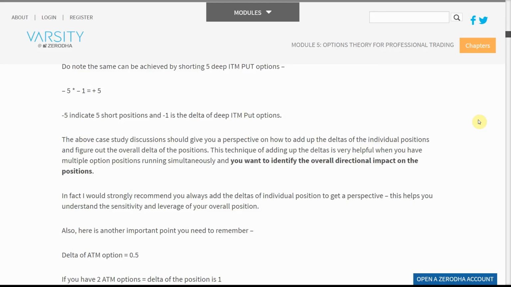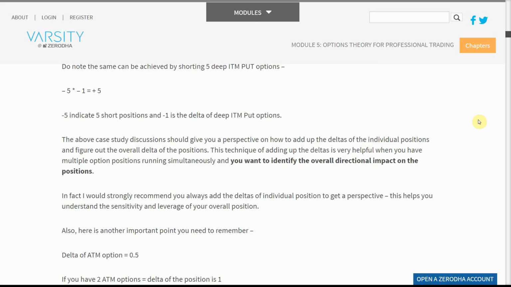The above case study discussions should give you a perspective on how to add up the deltas of the individual positions and figure out the overall delta of the positions. This technique of adding up the deltas is very helpful when you have multiple option positions running simultaneously, and you want to identify the overall directional impact on the positions. In fact, I would strongly recommend you always add the deltas of individual positions to get a perspective. This helps you understand the sensitivity and leverage of your overall position.